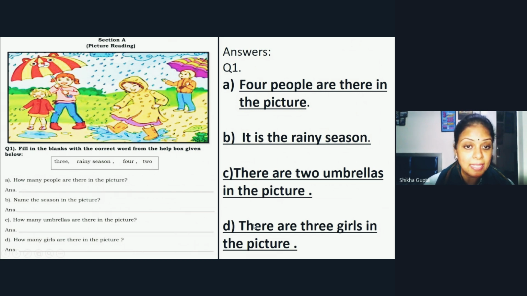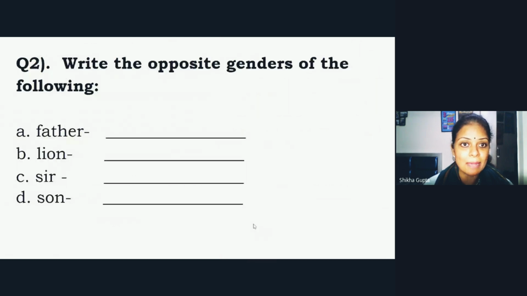Okay, now let us move to section B. Section B is your grammar, children. So, what is the first part of section B? Write the opposite genders of the following. You all have revised genders, isn't it? Yes, genders were given and you have revised all the genders. So, you have to write the opposite gender of father, lion, sir, and son.